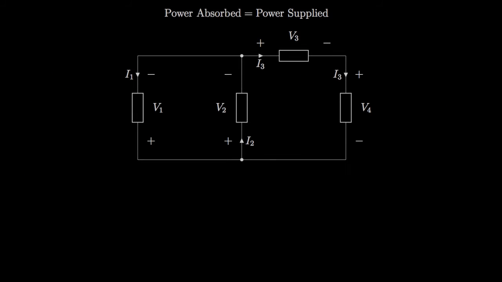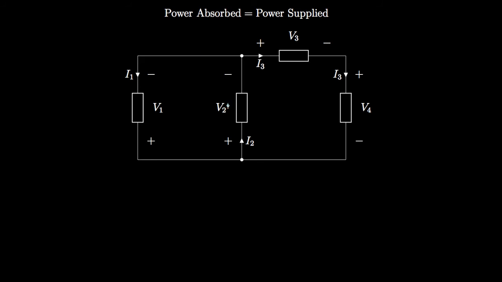Now I'd like to talk about a very important property of power in electric circuits. Because energy must be conserved, and because energy is the integral of power over time, the total power absorbed by the elements in a circuit must be equal to the total power supplied by all of the elements. Because all of the elements that absorb power will have a positive power associated with them, and because all of the elements that supply power will have a negative power associated with them, another way to say this is that the sum of the power associated with all of the elements in a circuit must be equal to 0.